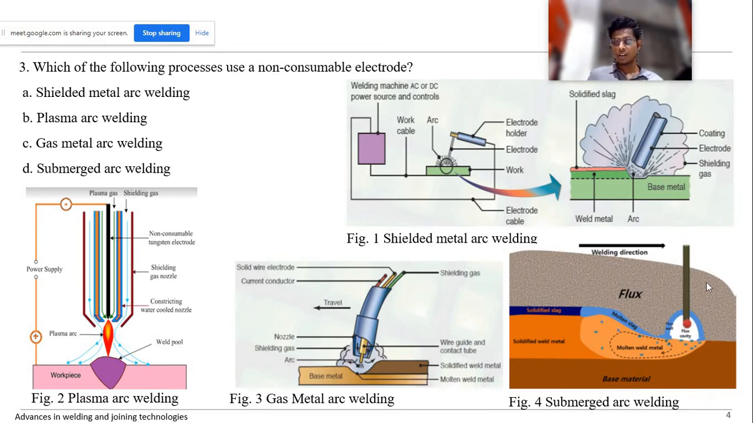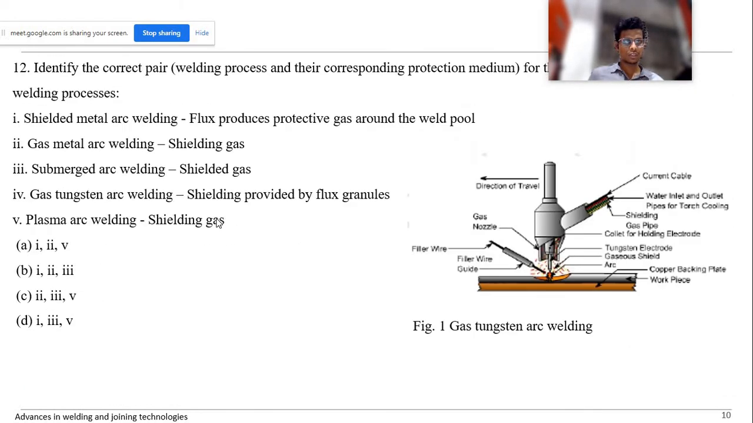Since the granular flux will be there, you are not able to see the arc. In this process, compared to other arc welding processes like tungsten GTAW, GMAW, plasma, we can see the arc. But in submerged arc welding, we are not able to see the arc. And this is the plasma where we have used shielding gas to protect from the environment. So I think this question is also clear.